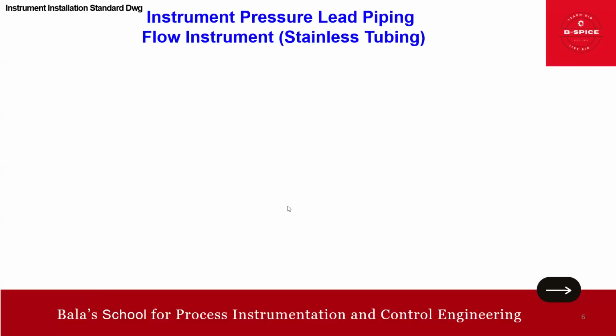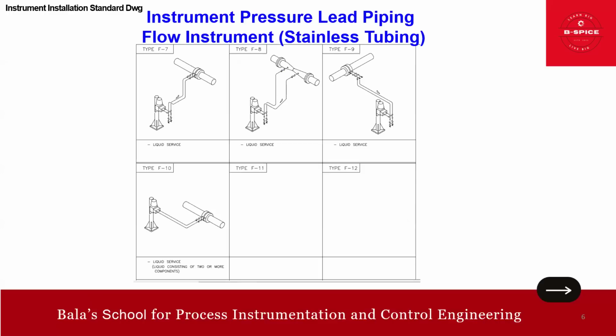Okay. Then we go into the flow instrument, again stainless steel tubing. This is one, a liquid service. You see here, liquid service. So it is bottom, right? Yeah, orifice, the tapping, slope, and it is bottom, right? The instrument is at the low level. Same for liquid service, orifice. So this is also liquid service. So this is a different type of arrangement.